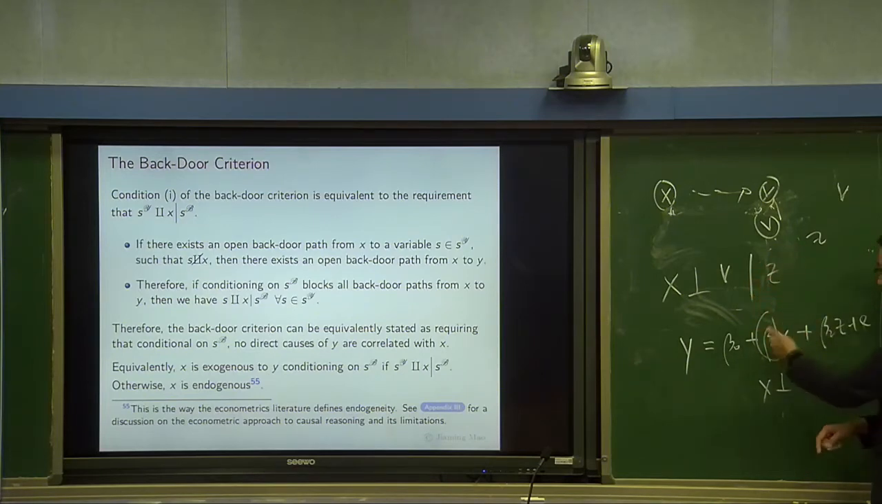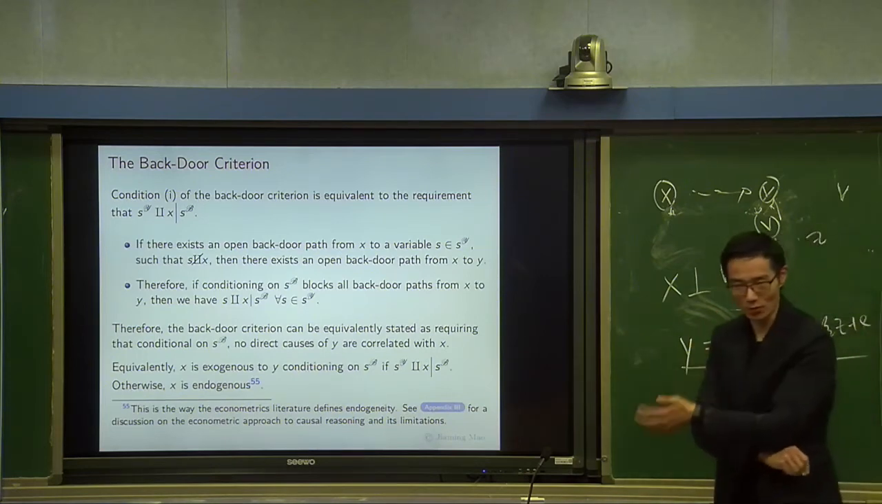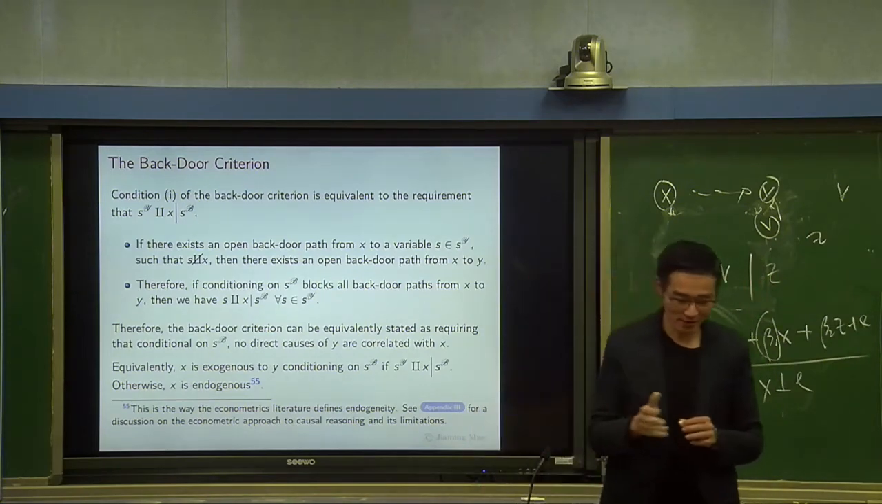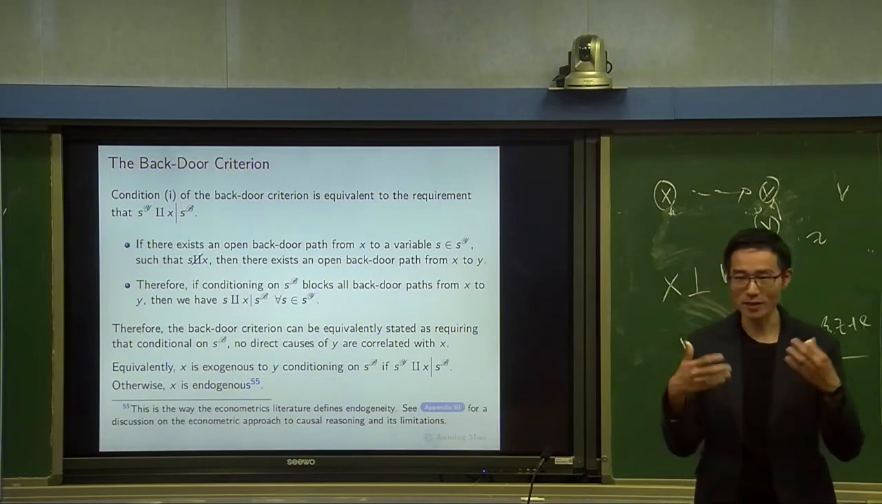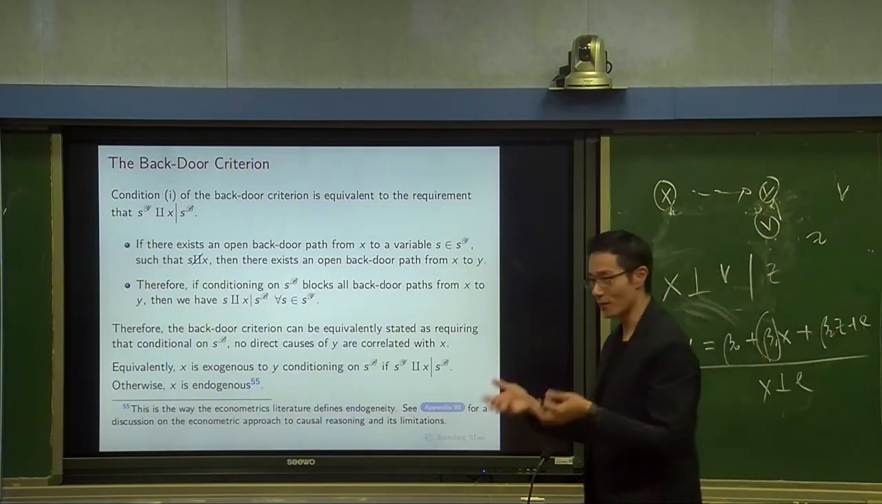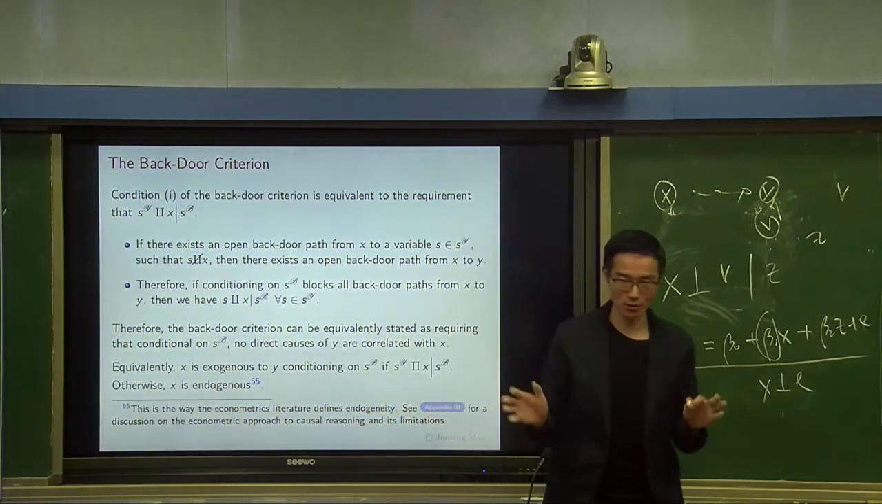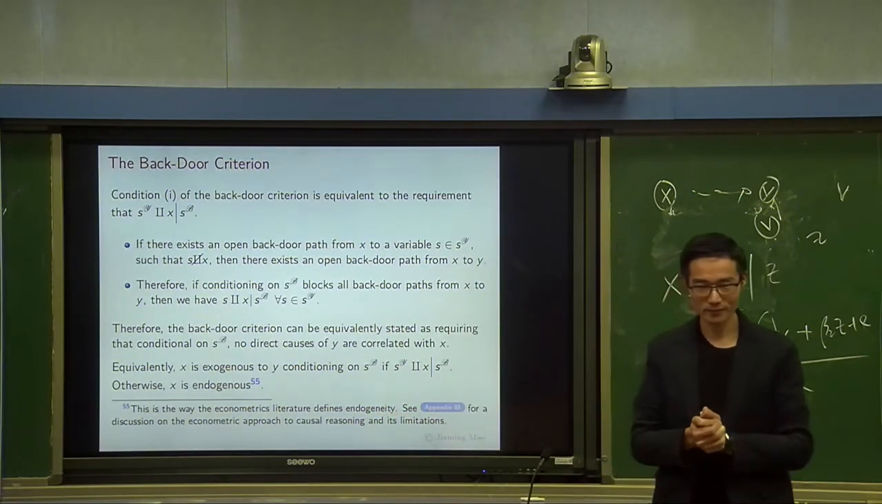So the backdoor criterion is equivalent to the traditional requirement that this error term is independent of, not correlated with, X, conditional on the variable that you control. They're the same requirement. Okay? So hereby I make the connection that essentially the backdoor criterion is the familiar requirement that the error term is uncorrelated with your X. Same story here.